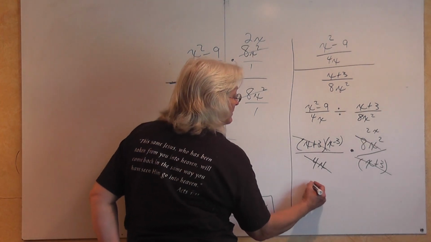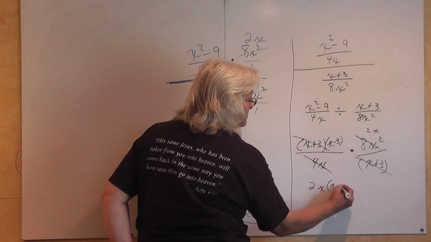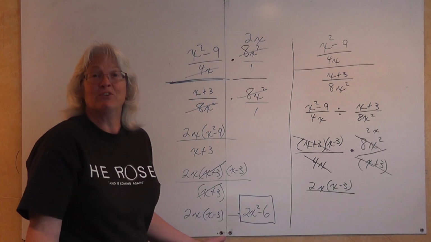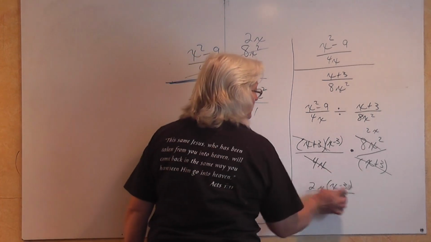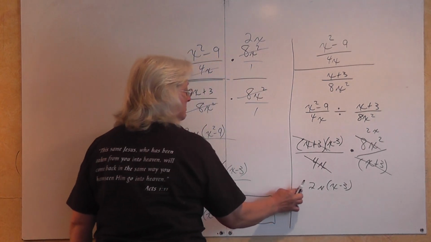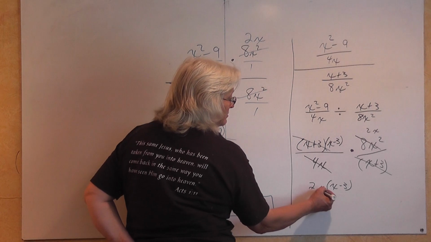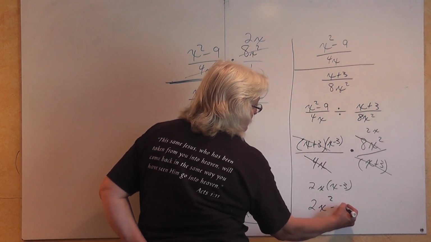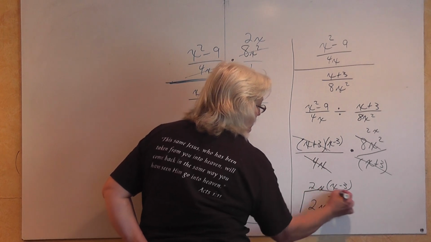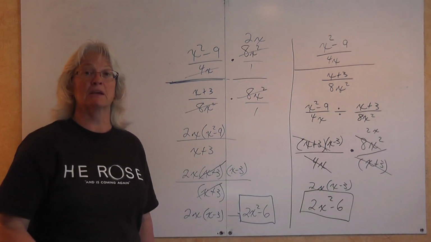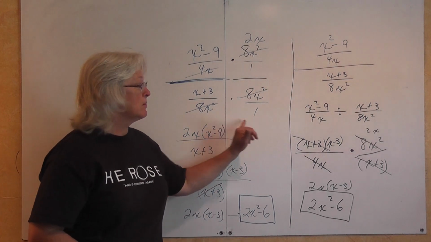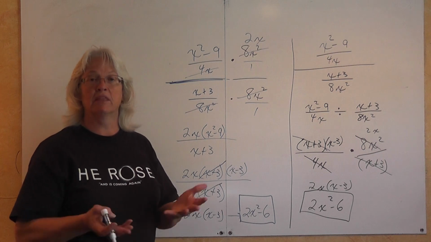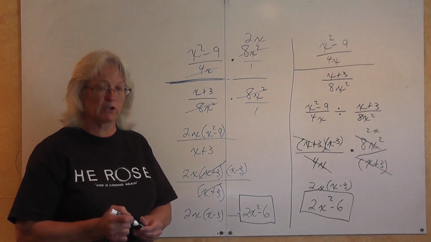You now have 2x times the quantity x minus 3. Didn't need to write that division bar, did I? We have a denominator of 1. You distribute your 2x. 2x times x is 2x squared. 2x times a negative 3 is a minus 6x. And once again, it doesn't matter which method you use, you end up with the same result. And that's the end of this lecture on complex fractions.